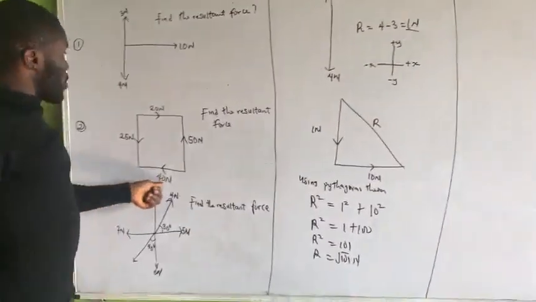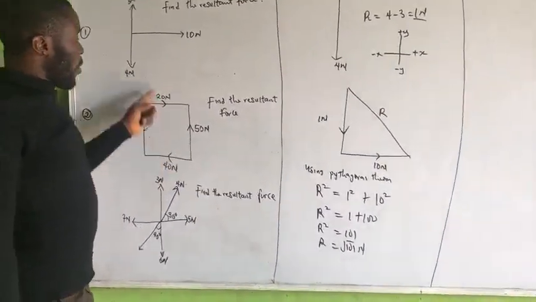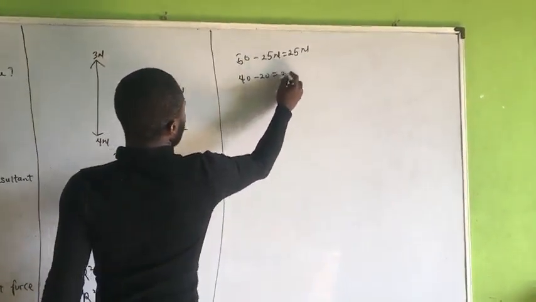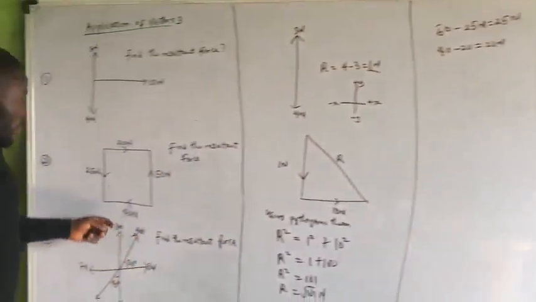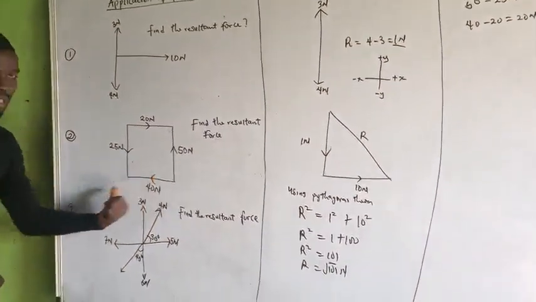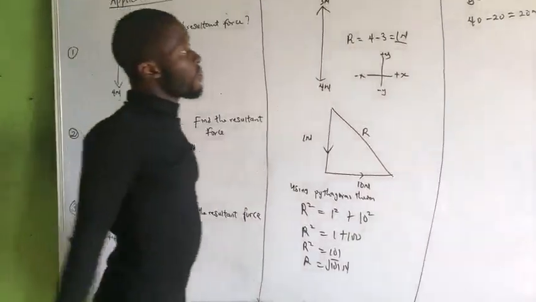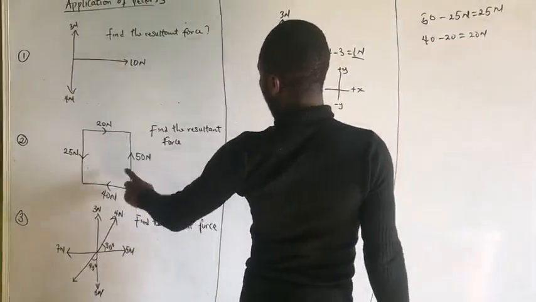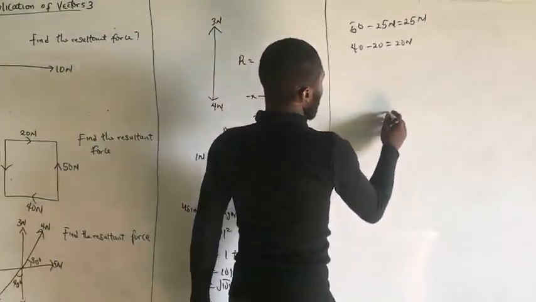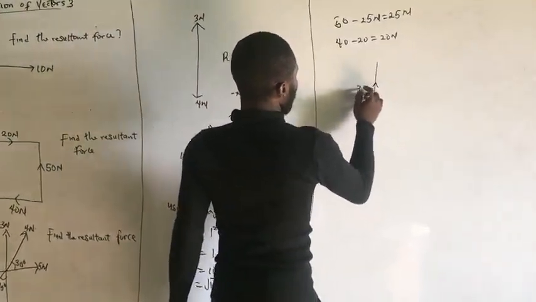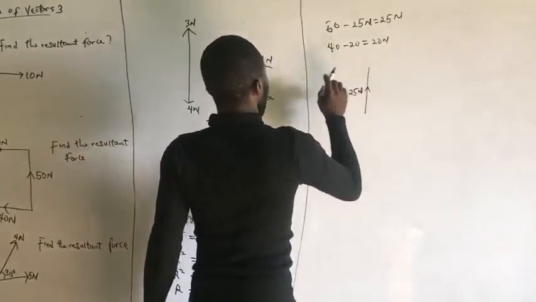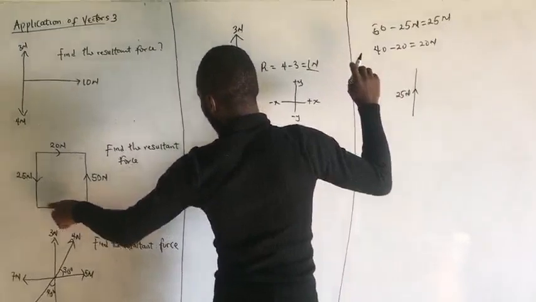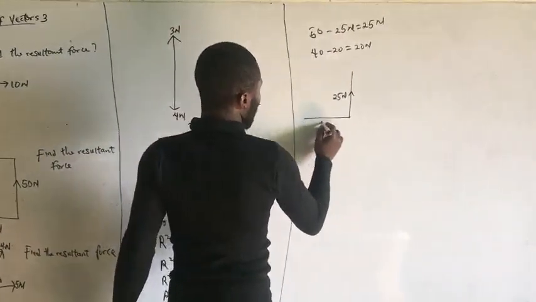And the other one is 40 Newton and 20 Newton. So 40 minus 20, which is also 20 Newton. In what direction for this one? In the direction of the 40 Newton force. So we can draw a triangle for this. 25 Newton is in the direction of the 50 Newton force, so our 25 Newton will be here. And the 20 Newton is in the direction of the 40 Newton force, so in this direction.